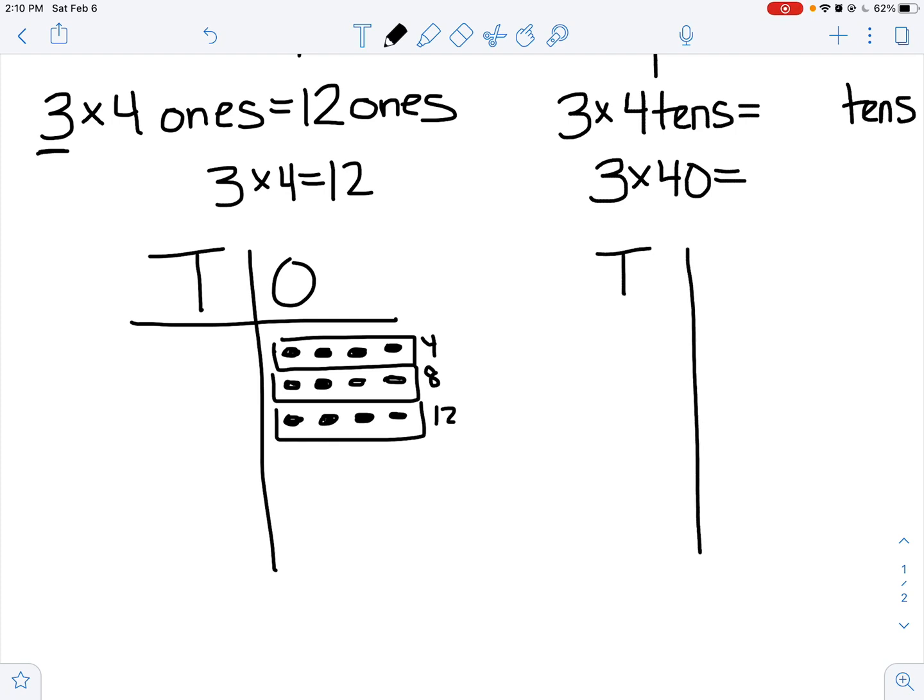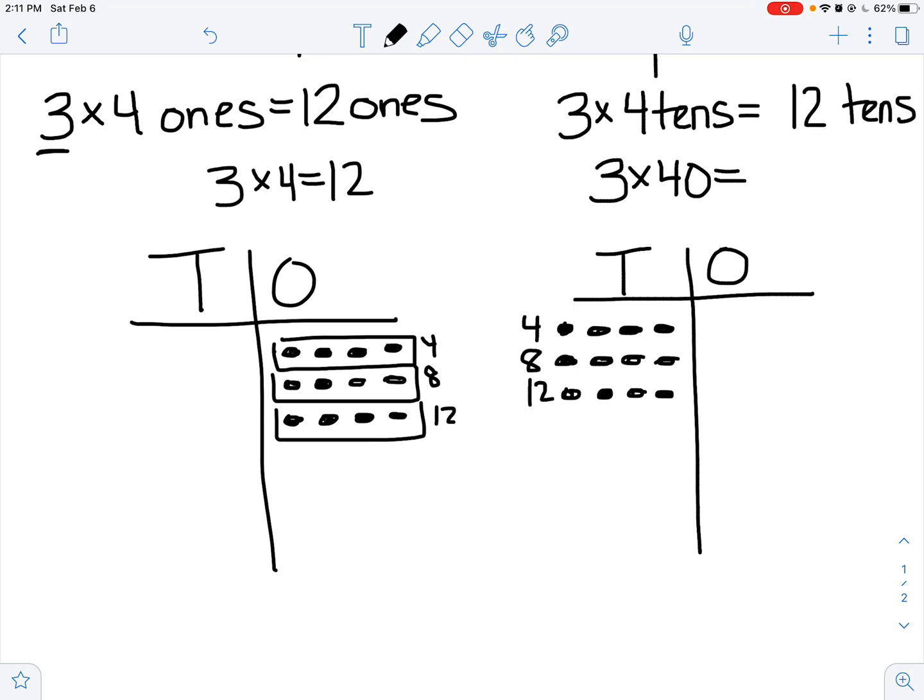So again, setting up my place value chart. I need 3 rows of 4 tens. So this time, instead of being in the ones place, I'm going to go to the tens place, and I'm going to do 3 rows of 4 tens. It's going to look exactly the same as my other array, isn't it? Except for this time we're in the tens place. So now I have how many tens? Well, 4, 8, 12. I have 12 tens.